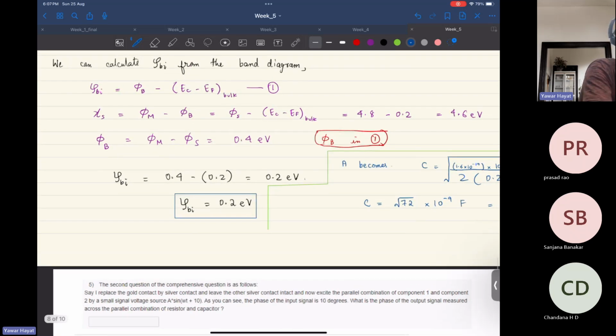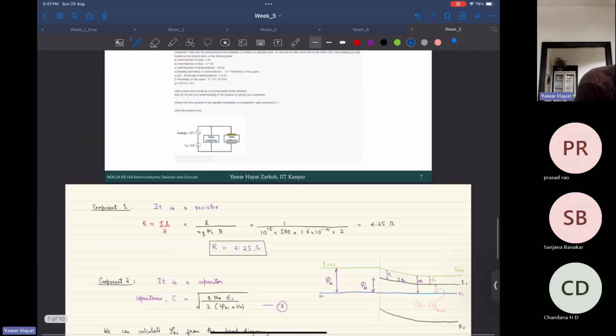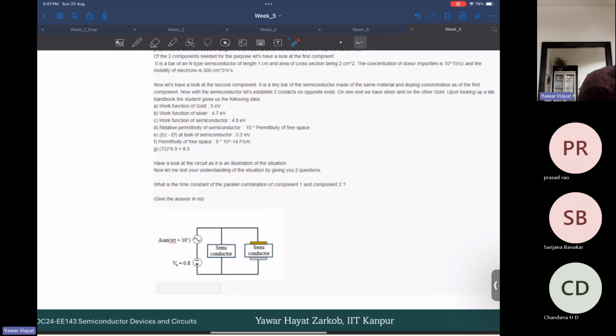Now, what are we interested in? We are interested in computing the time constant, right? We need to compute the time constant of the parallel combination of component 1 and component 2. What is component 1? Component 1 is resistor. What is component 2? That is a capacitor. When you put them in parallel, what is time constant equal to? If R is the resistance of the resistor and C is the capacitance of the capacitor, what is the time constant of a parallel combination of a resistor and a capacitor? Can you just type it in the chat? Simple, right? What is tau equal to for this RC parallel combination?